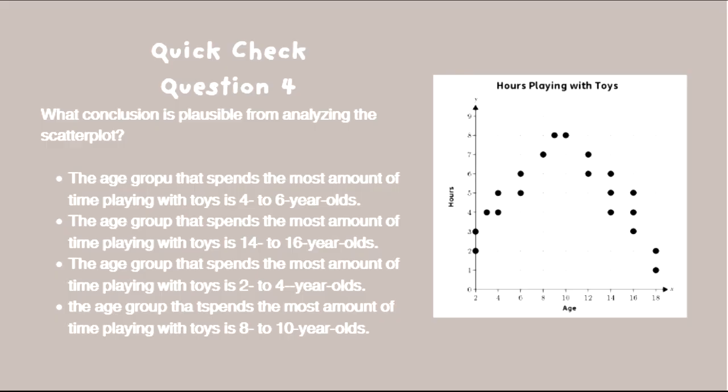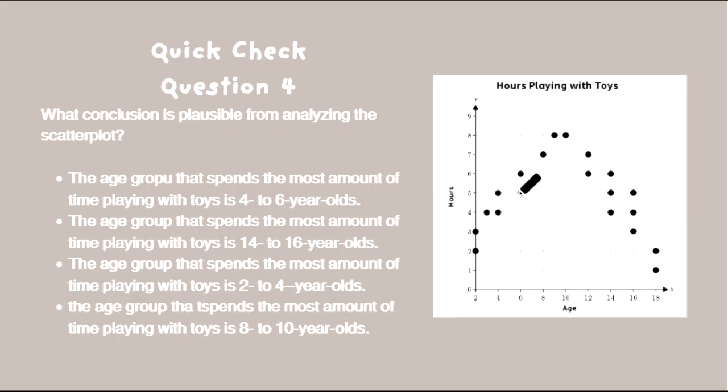What conclusion is plausible from analyzing the scatter plot? Okay, this is back to the kids where their age and the hours they spend playing with toys. You have to figure out which one of these is accurate. So the age group that spends the most amount of time playing with toys is the 4 to 6-year-olds. So they're saying between here and here is the people that play with toys the most.